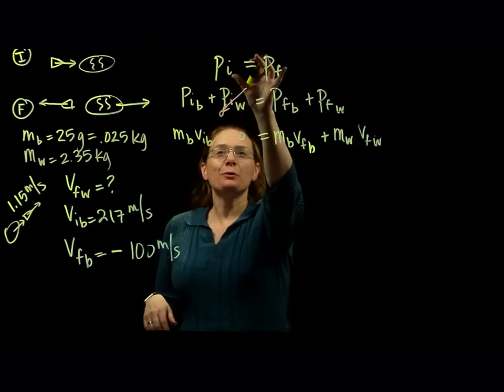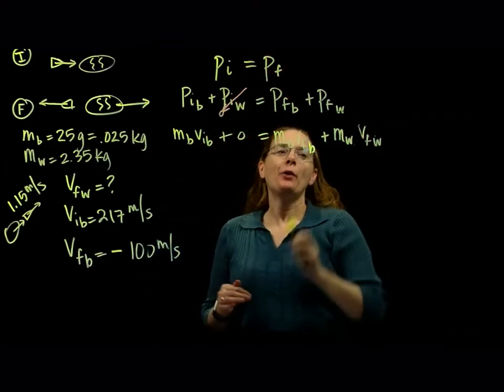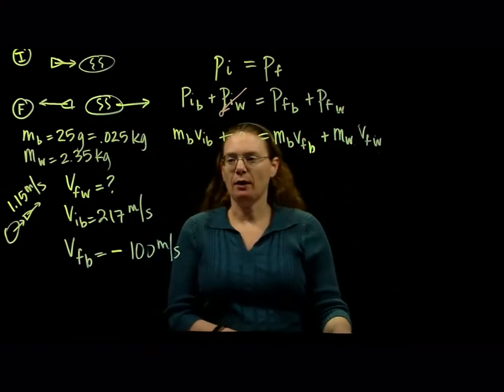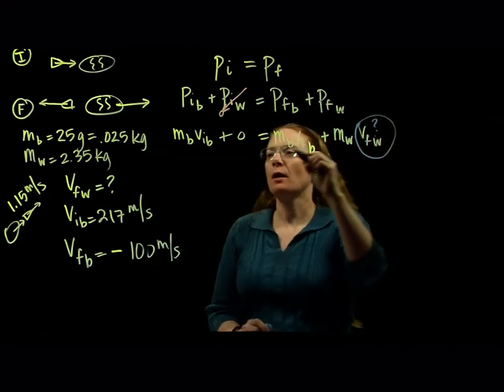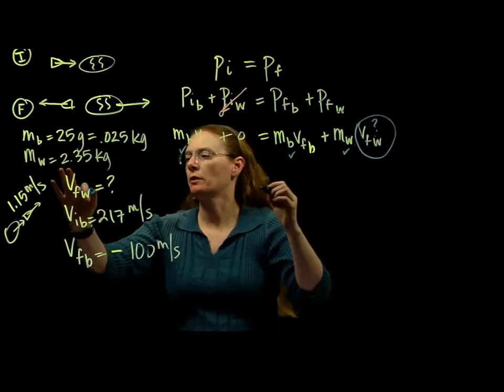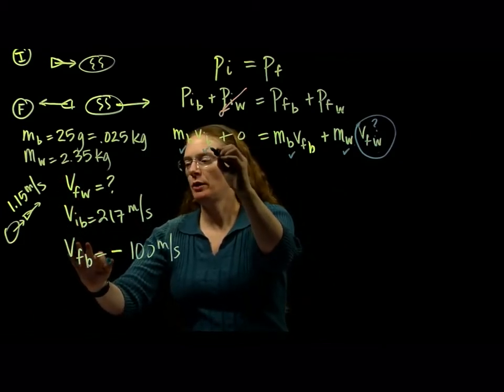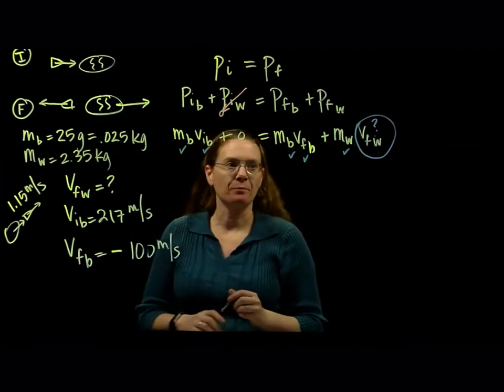Now, this is still true. This is still true. This is still true. What are we looking for? We are looking for the final velocity of the watermelon. I guess I didn't need to erase that. We know the mass of the bullet, the mass of the watermelon. We know initial velocity of the bullet and the final velocity of the bullet. Turns out it's almost identical to the last one.